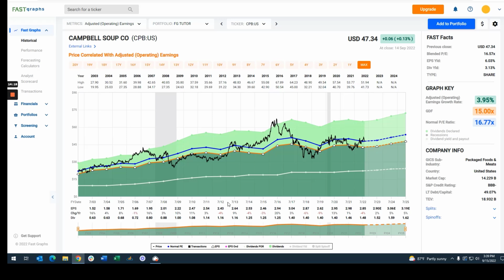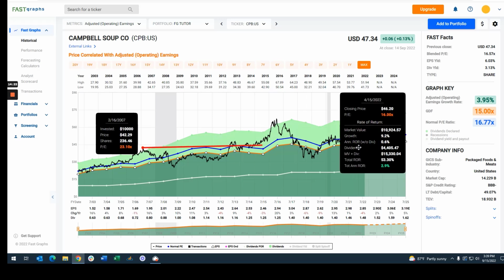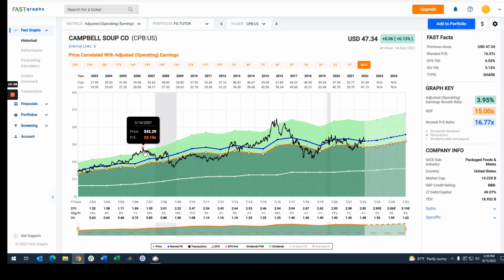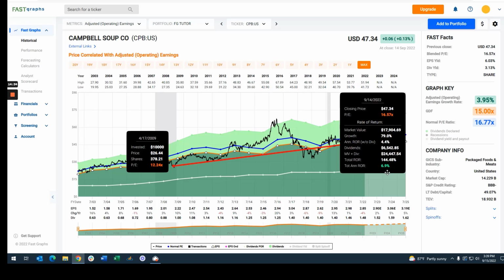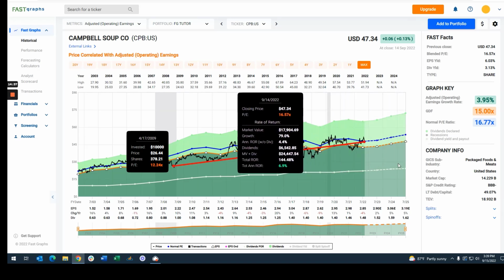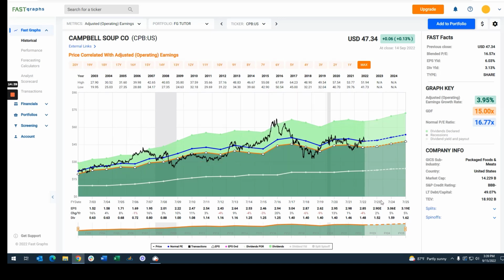But you can see here that you don't want to overpay for a slow growing company, because you can really get long-term rates of return, including dividend income, that are very, very weak. But on the other hand, if you find a slow grower and can buy it inexpensively, you can end up with a moderately decent 7% rate of return by doing that.